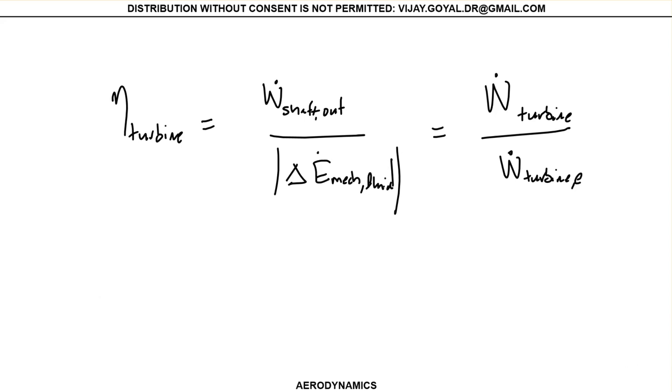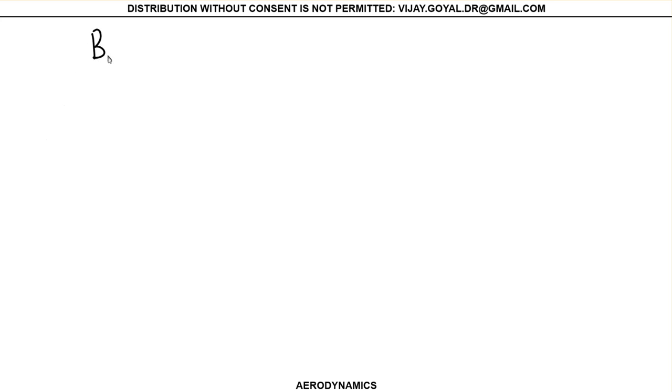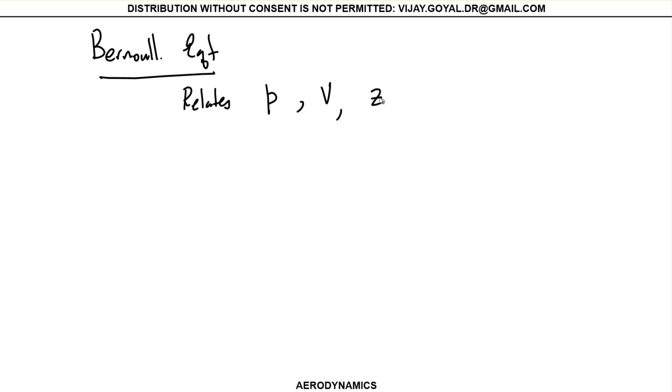Okay, so with that said, let's move on to the topic of Bernoulli. Bernoulli equation. Okay, I just wanted to fix some ideas in space before we move on. The Bernoulli equation is an approximate relationship between pressure, velocity, and elevation. So think about this: it relates pressure, it relates velocity, and it relates elevation.